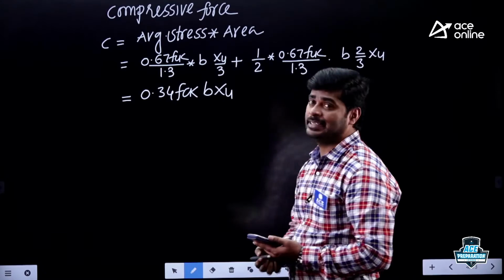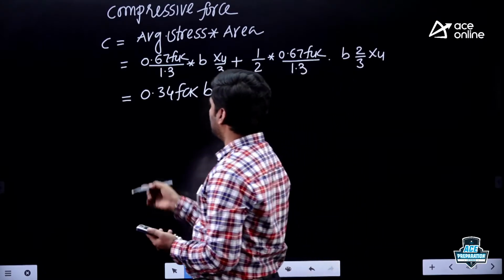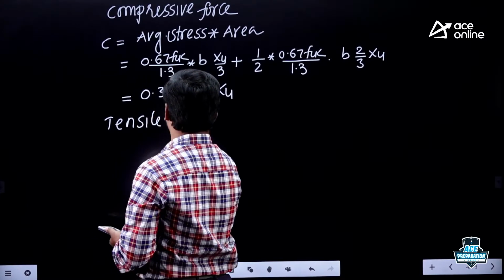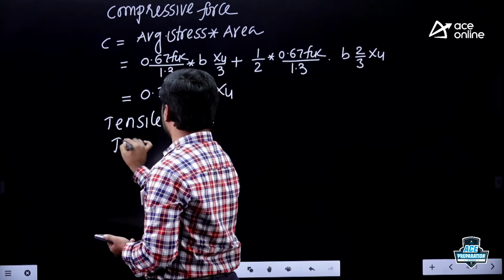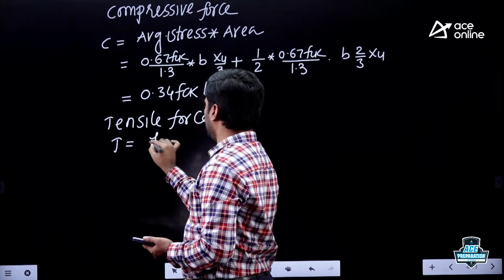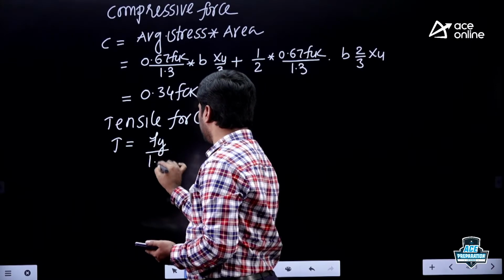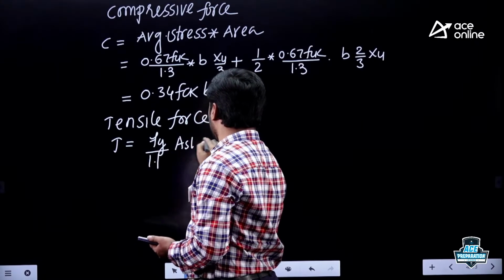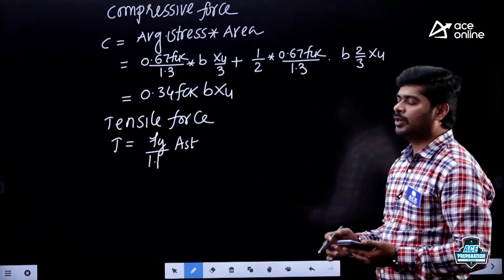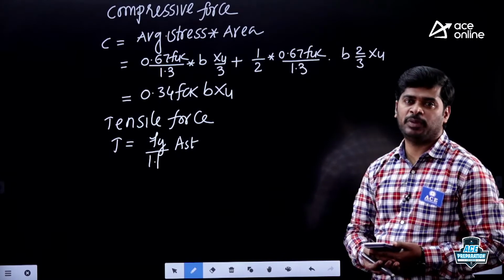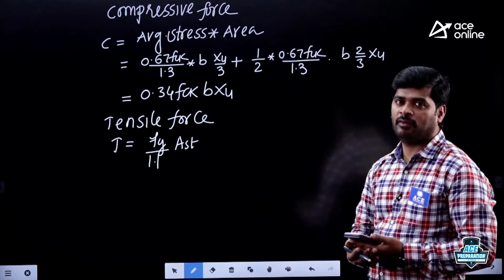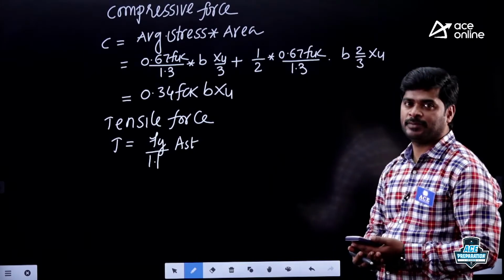Then what about the tensile force? My dear, the tensile force we can get like this. Tensile force T equal to design strength into corresponding area. Fy upon partial safety factor 1.1 into AST. This is the tensile force. Okay. We don't write simply 0.36 FCK BXU and 0.87 FY AST. As they modified the values, so you can take like this.